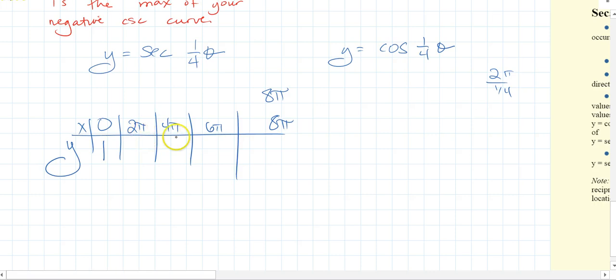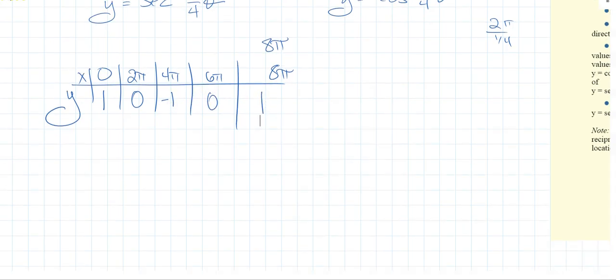At 2 pi times 1/4, think about that. That is actually at the top of the curve. The cosine is 0. And then at 4 pi, you've gone times 1/4 is pi, and your cosine over there is -1. Then it's 0, then it's 1. So if I think of this as a secant, everywhere I see a 0, that is my vertical asymptote. And these are going to be the bottoms and the tops of my graph.